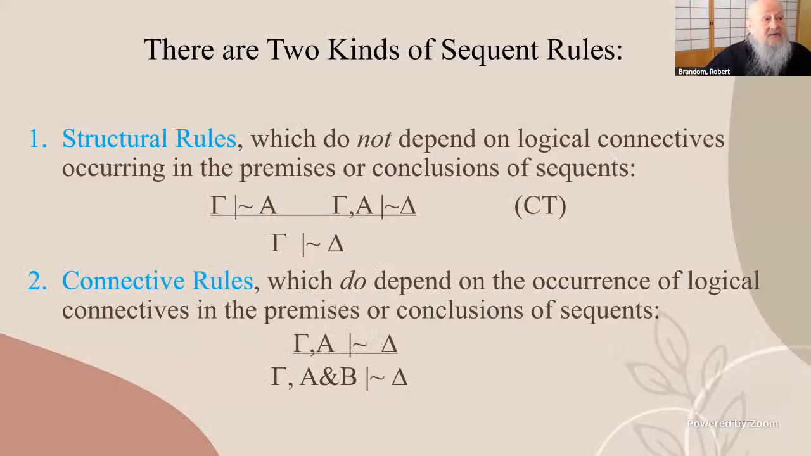There are two kinds of sequent rules: the structural rules that don't depend on anything about what particular vocabulary occurs in the sentences. So for instance, here's the cumulative transitivity, the cut rule. It says if gamma implies A and gamma together with A implies some delta, then gamma already implies delta. Doesn't matter what connectives might or might not occur in those sentences. But there are connective rules which do depend on the occurrence of logical connectives in the premises or conclusions. We're talking about looking at sets of connective rules that continue to have good expressive features, even if we deny the structural rules.